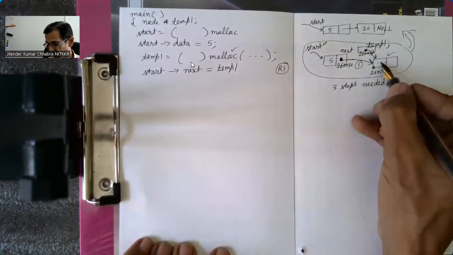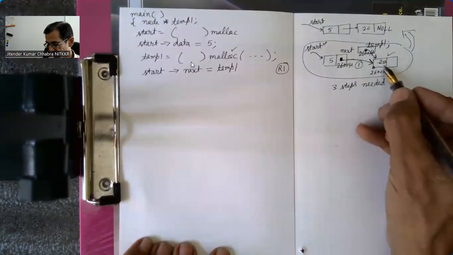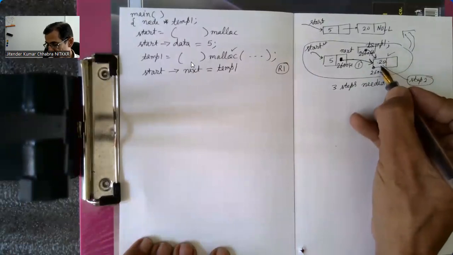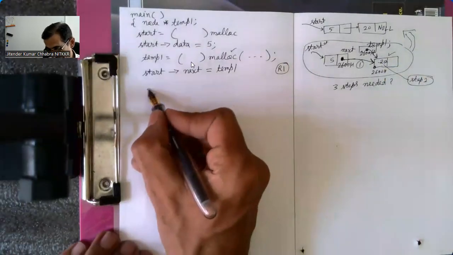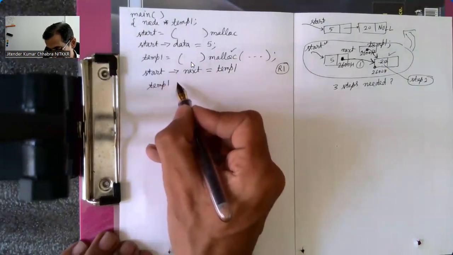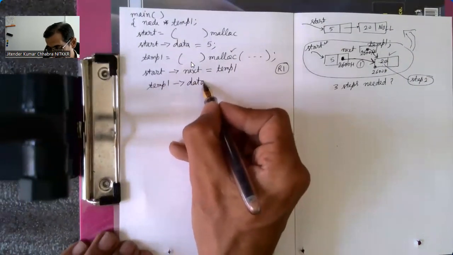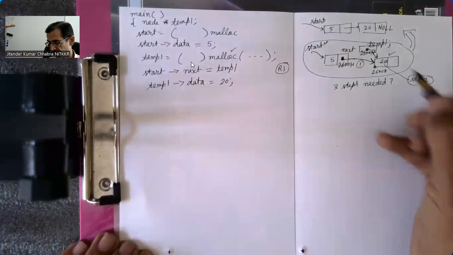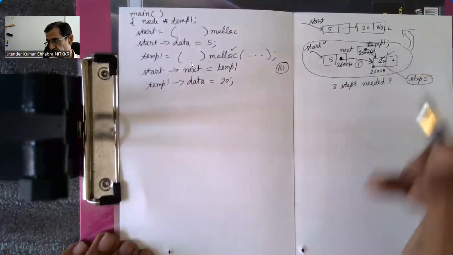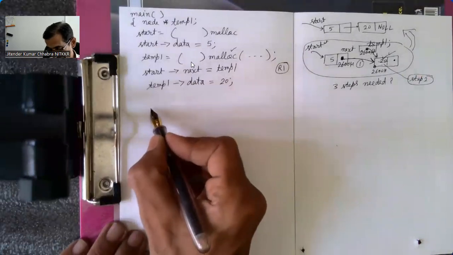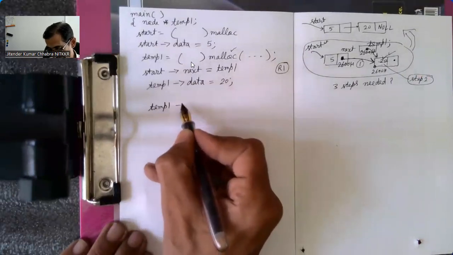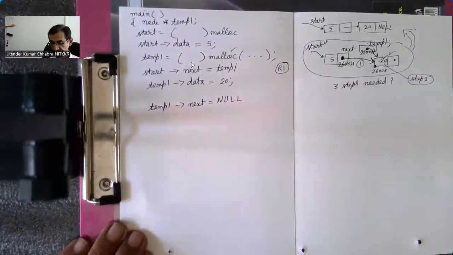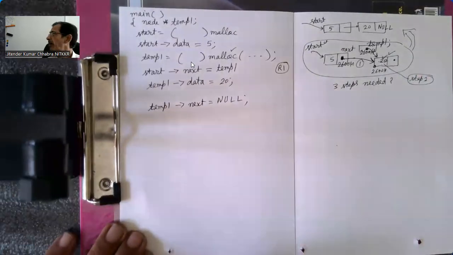What next? I want data here to be stored as 20. Step 2. How to do it? This place, the data field, can be accessed via temp1. Temp1 arrow data, or star temp1 dot data, equal to 20. Done. This work is done. This field is to be given null. So effectively I need temp1 arrow next to be assigned equal to null. So this list will become complete.